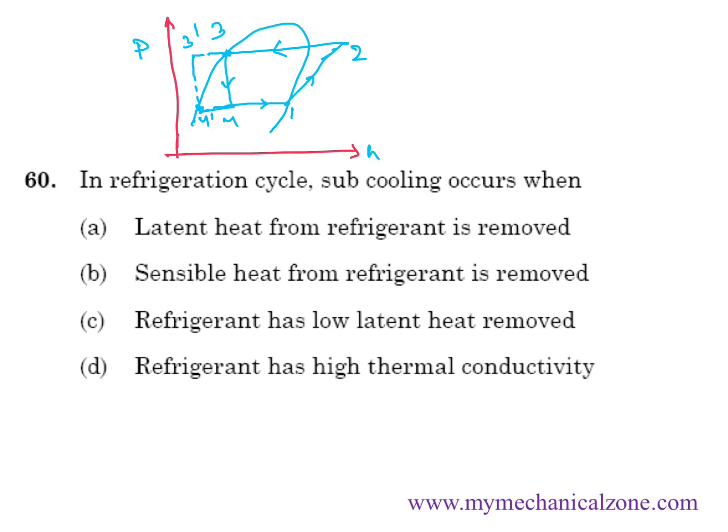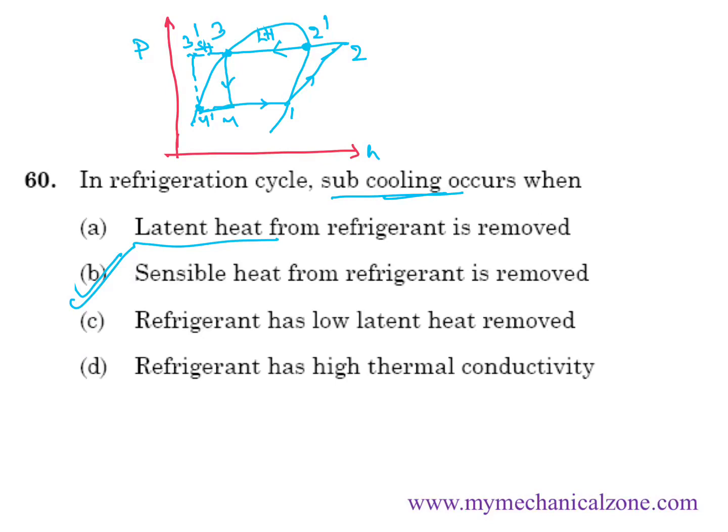during phase change only. So from this point, let this point be 2 dash, 3 to 2 dash is your latent heat and 3 to 3 dash is sensible heat. So is latent heat from refrigerant removed? No. From 2 dash to 3, only latent heat is removed. But we are doing subcooling 3 to 3 dash. So sensible heat from refrigerant is removed. D is your correct answer. B is your correct answer.